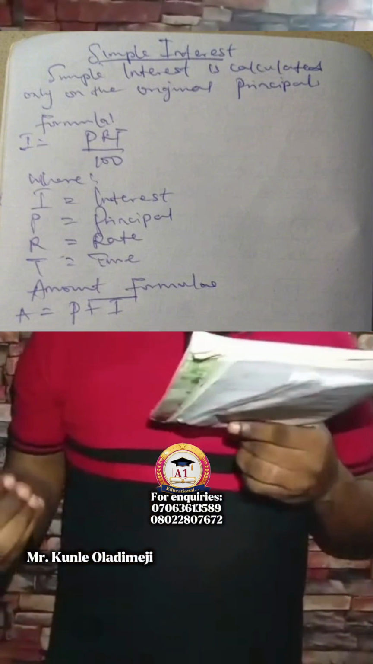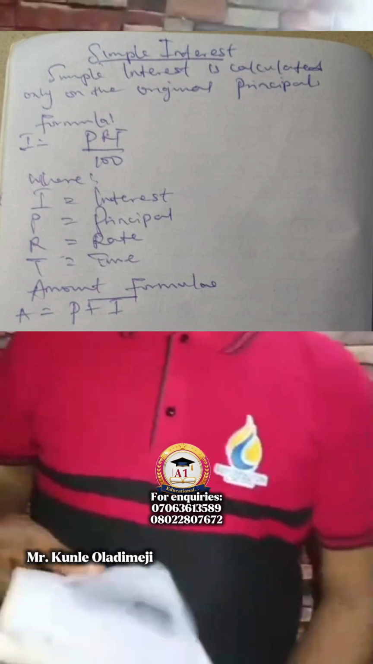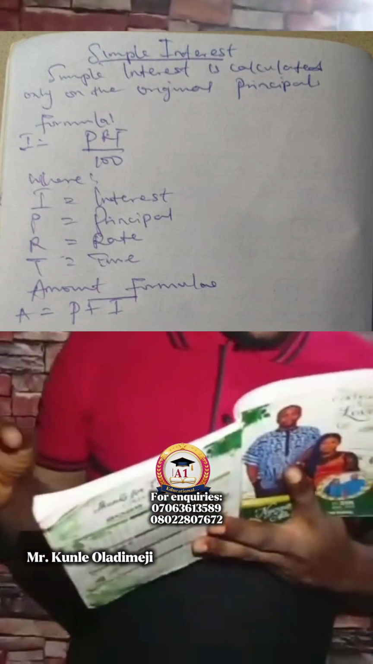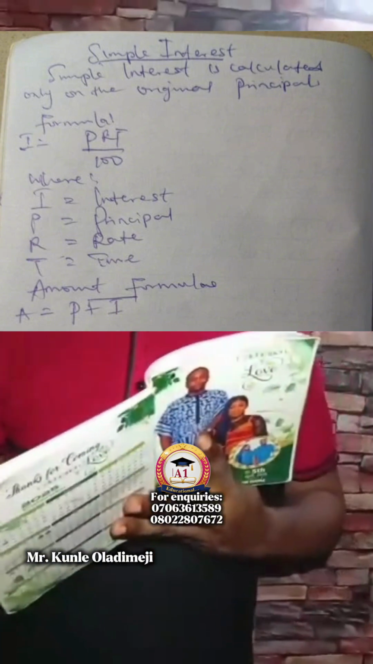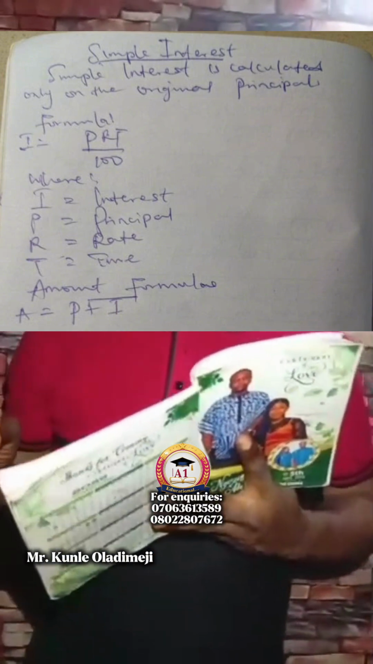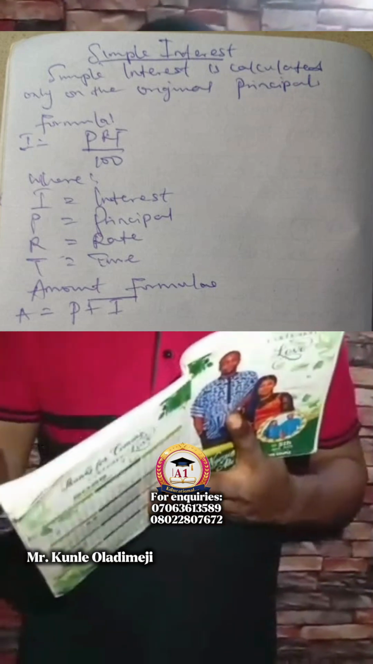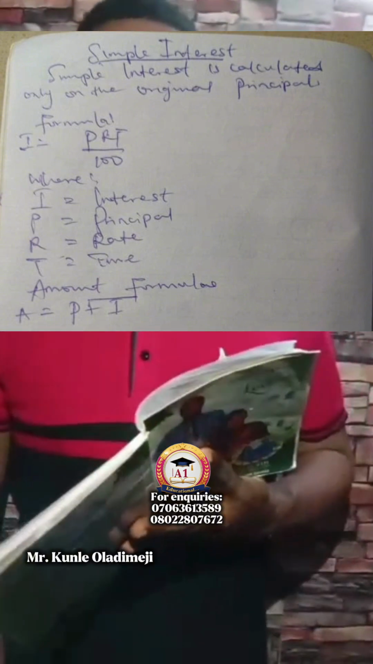So we have the interest, which is the extra money paid on the end amount. For more explanations, we have the simple interest. Simple interest is calculated on the original principal. And I've said earlier on that simple interest is PRT over 100.